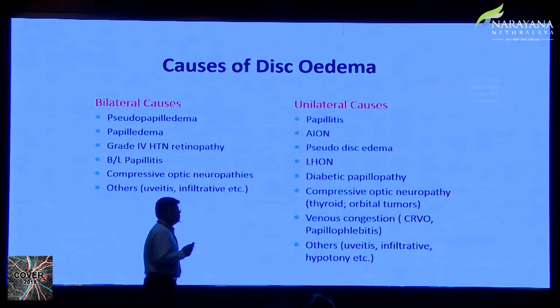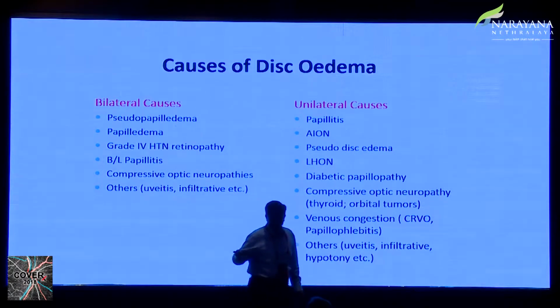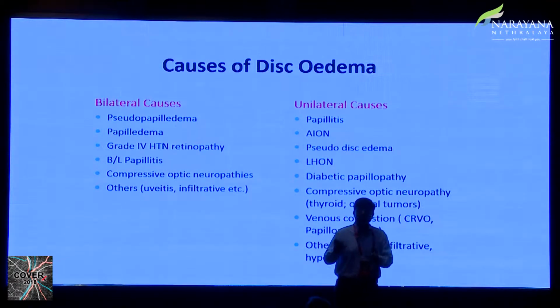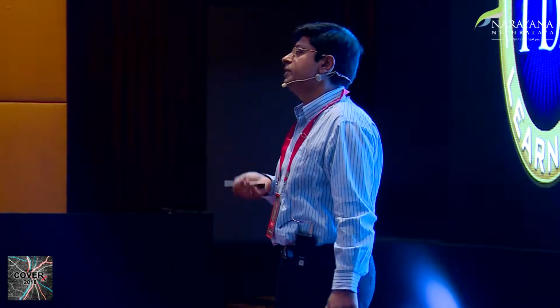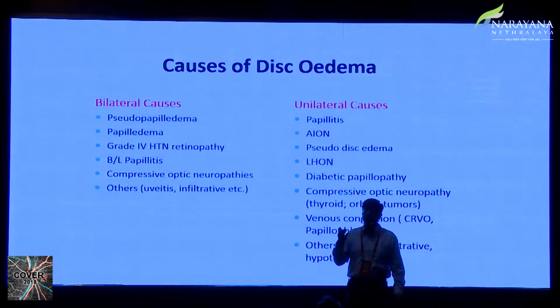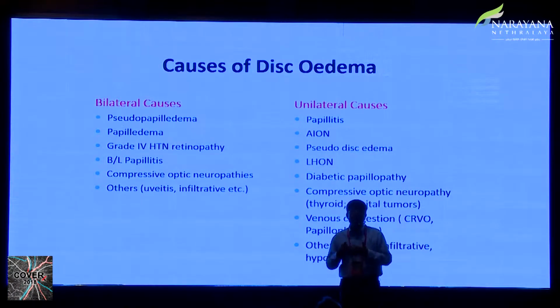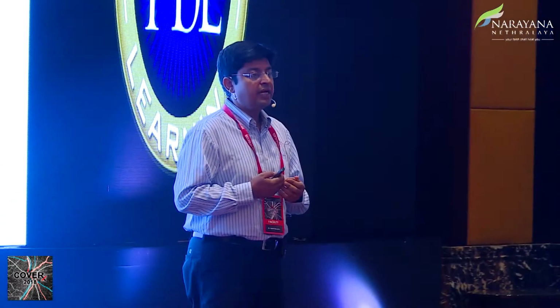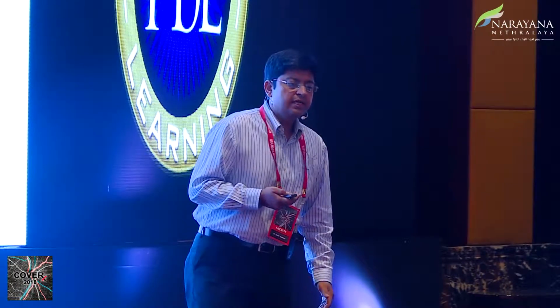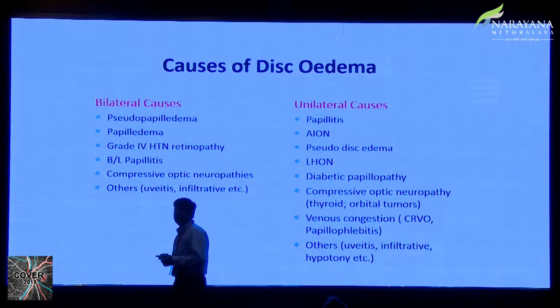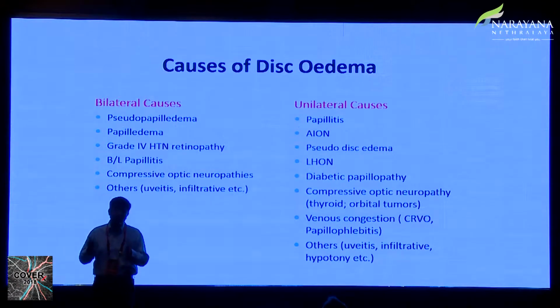But the most important unilateral cause you're looking at is optic neuritis, which was discussed a little while back, particularly presenting as papillitis, and ischemic optic neuropathy. Much of the disc edemas are because of these. Of course, the one thing you need to be sure of is whether it is actually true disc edema, because very often we keep treating children, who may be a little hyperopic, for disc edema when it's actually pseudo disc edema. The other causes in the list, like Leber's, diabetic papillopathy, compressives, venous congestion, and association with uveitis, are usually not so difficult to catch, but it can always be a challenge.